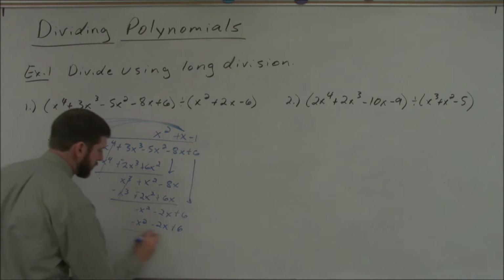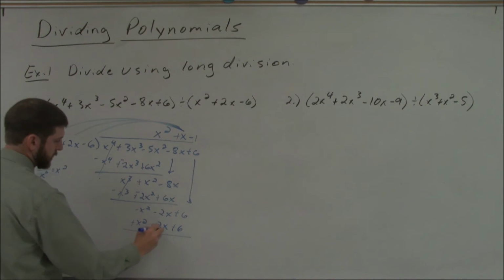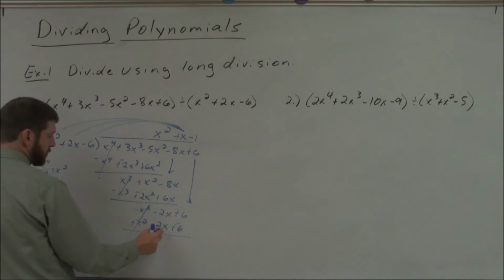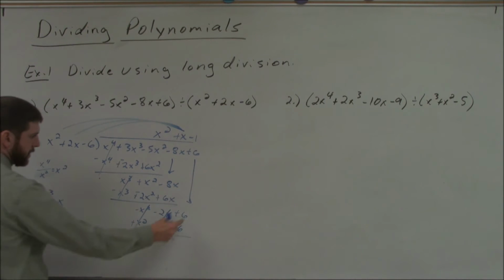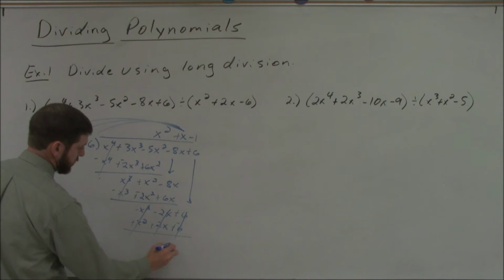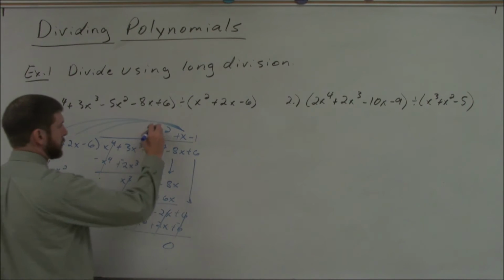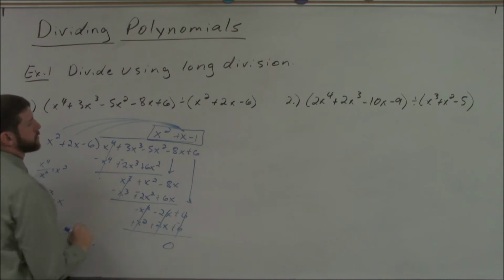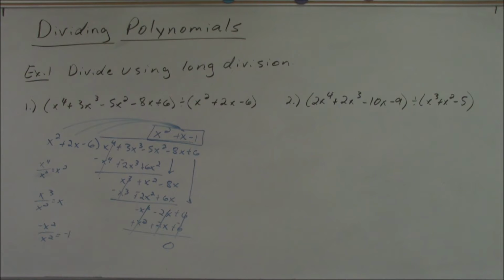And we subtract. Draw your line, change your signs. Negative x squared and positive x squared cancel. Negative 2x and positive 2x cancel. 6 and negative 6 cancel. So we get a remainder of 0 on this one. Like with all remainder 0 problems, we don't have to write anything up there. So that is the quotient of those two polynomials: x squared plus x minus 1.